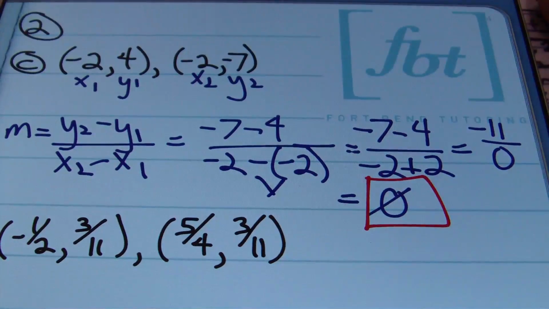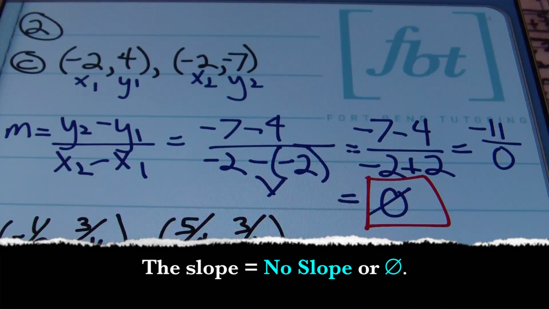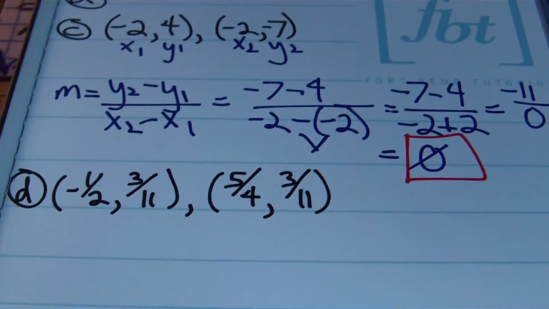It's undefined. All right, and some teachers will want you to write the words no slope. Okay, so there you have it. That is problem 2C. Moving on to our next problem, we have 2D here.